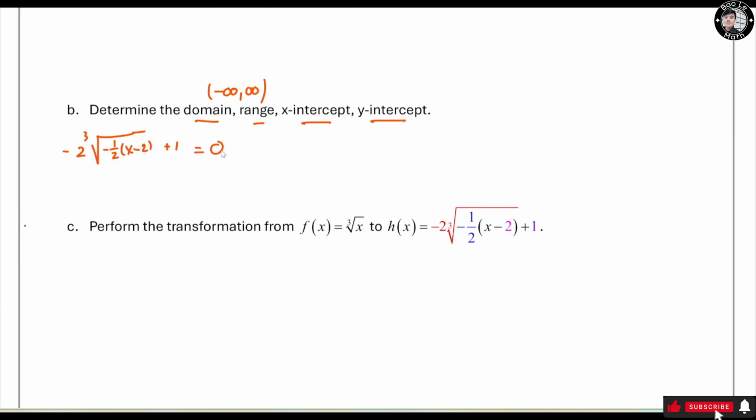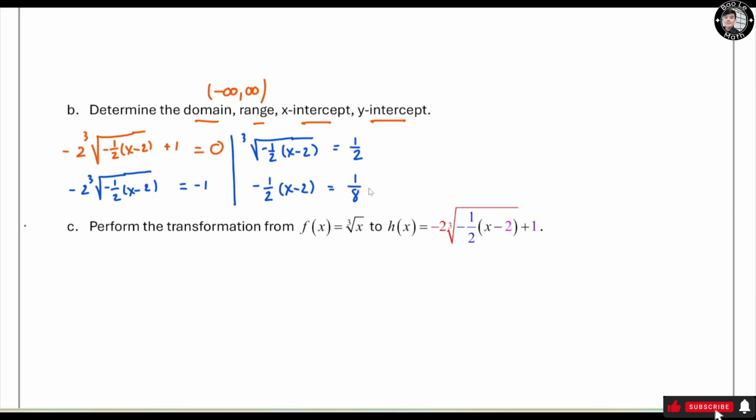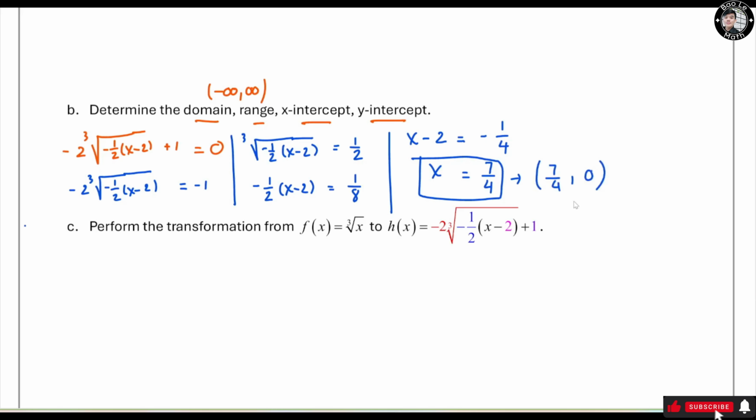Alright, so we're going to subtract 1 from both sides. Then we're going to divide both sides by -2. Now we're going to cube both sides. Now we're going to multiply both sides by -2. So this turns out to be x minus 2 equals -1/4, right? Then we're going to add 2 to both sides. So x equals 7/4. So the x-intercept is (7/4, 0).